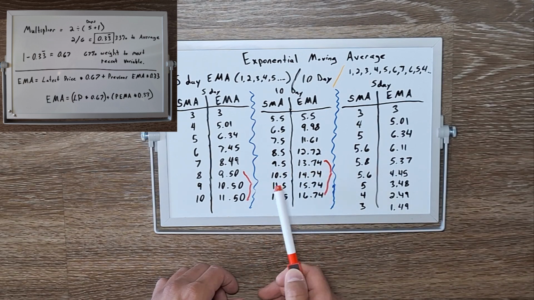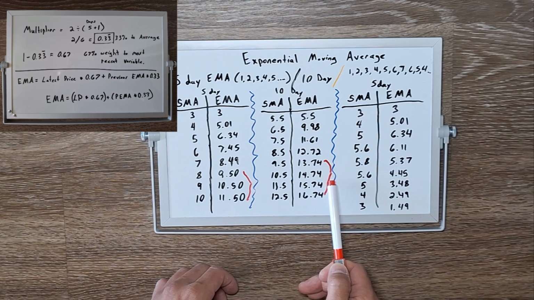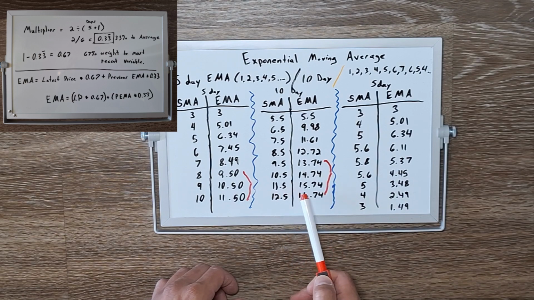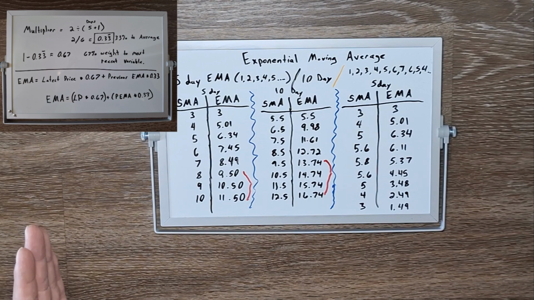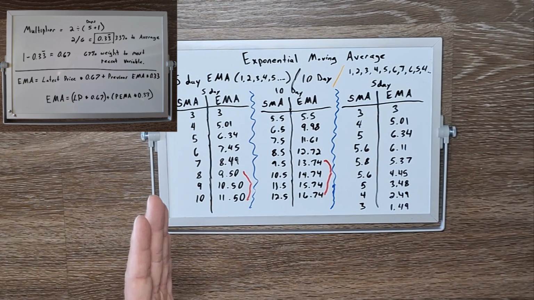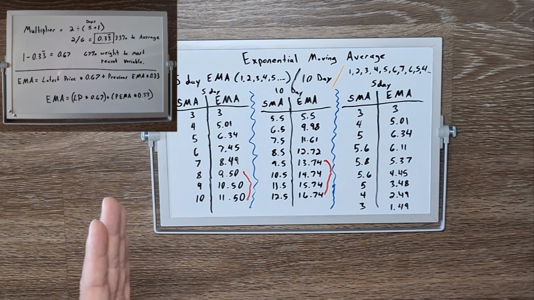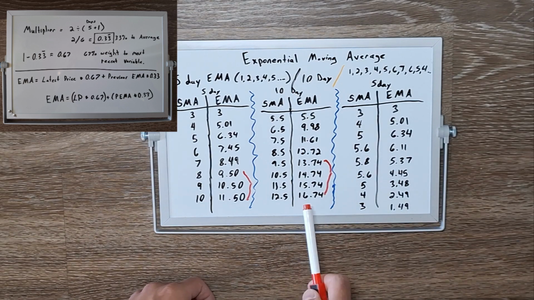9.5, 13.74. 10.5, 14.74. 11.5, 15.74. And again, that's because we're using 1, 2, 3, 4, 5, 6, 7, 8, 9, 10. We're adding those 10 numbers together, dividing by 10. Then we're going 2, 3, 4, 5, 6, 7, 8, 9, 10, 11, dividing by that. That's how this pattern happens.